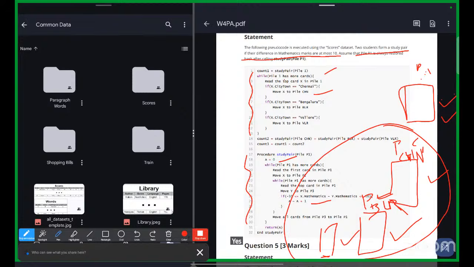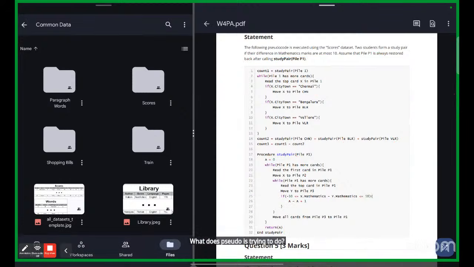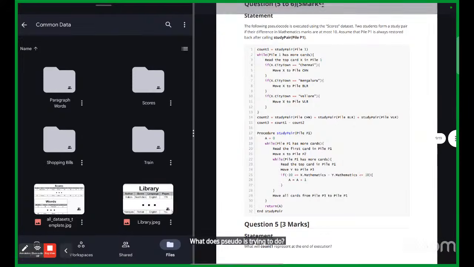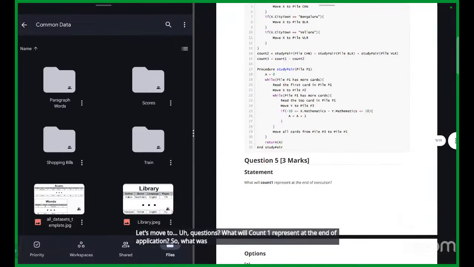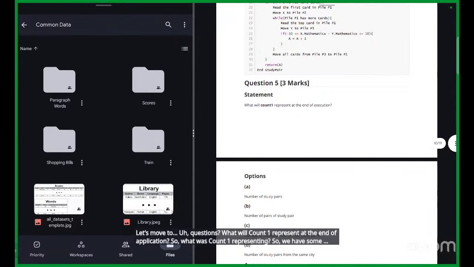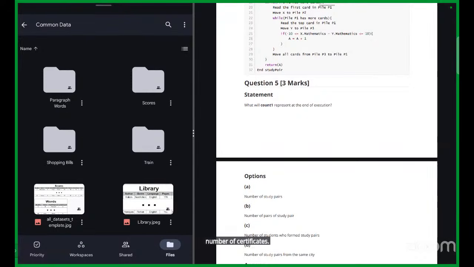Yes, sir. Okay, let's move to the questions. What will count one represent at the end of execution? So what was count one representing? We have some options: number of study pairs. Number of study pairs, so that is option A.